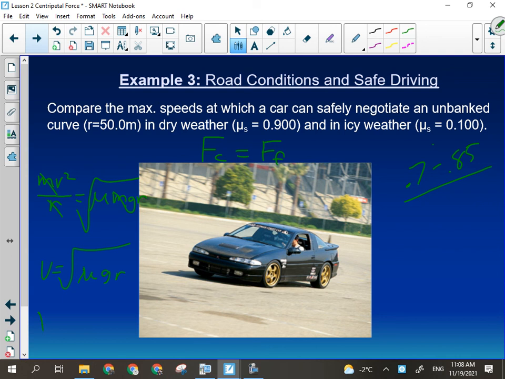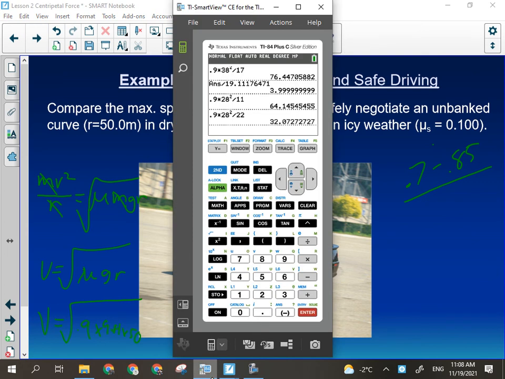So v equals, for the ideal corner, the square root of 0.9 times 9.81 times 50 meters. That was the radius of the corner. Under ideal conditions, I can take that corner at 21 meters per second. That's about 75 or 76 kilometers an hour. It's pretty fast.